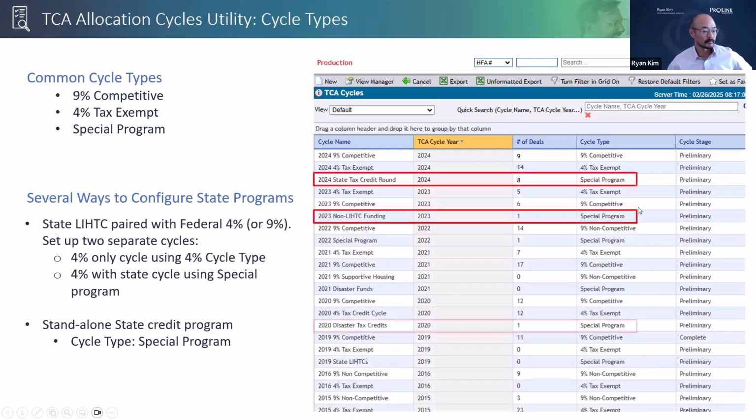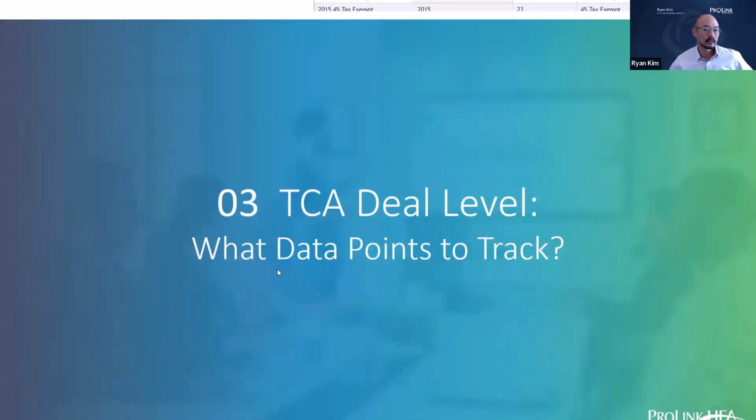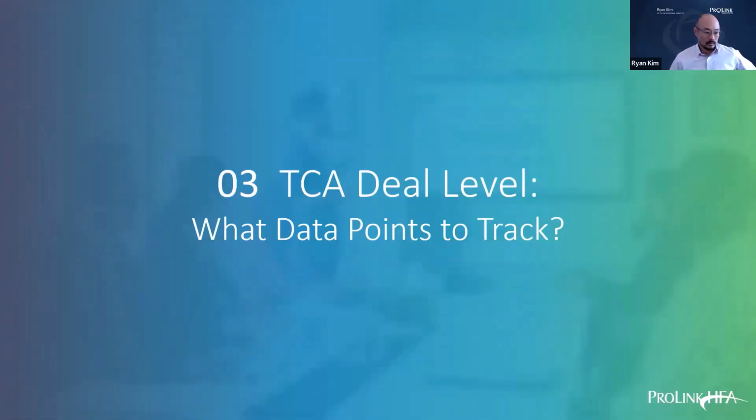And let me highlight some of the special programs that we have here. So now that we have some understanding of the allocation cycle utility, let's go into the TCA deal level. The question we are asking here is, if you have state tax credit programs in your state and have some deals applying for state credits, what data points would you track at the deal level?